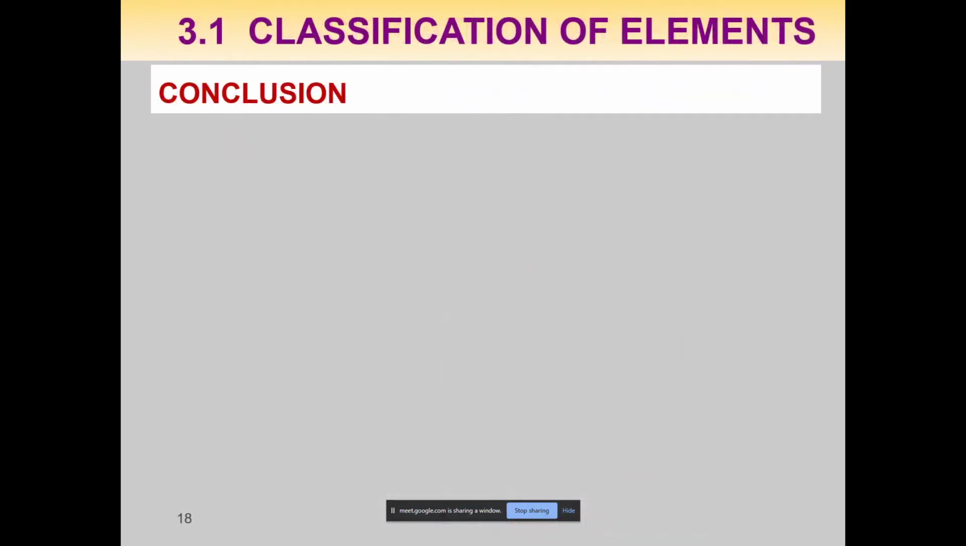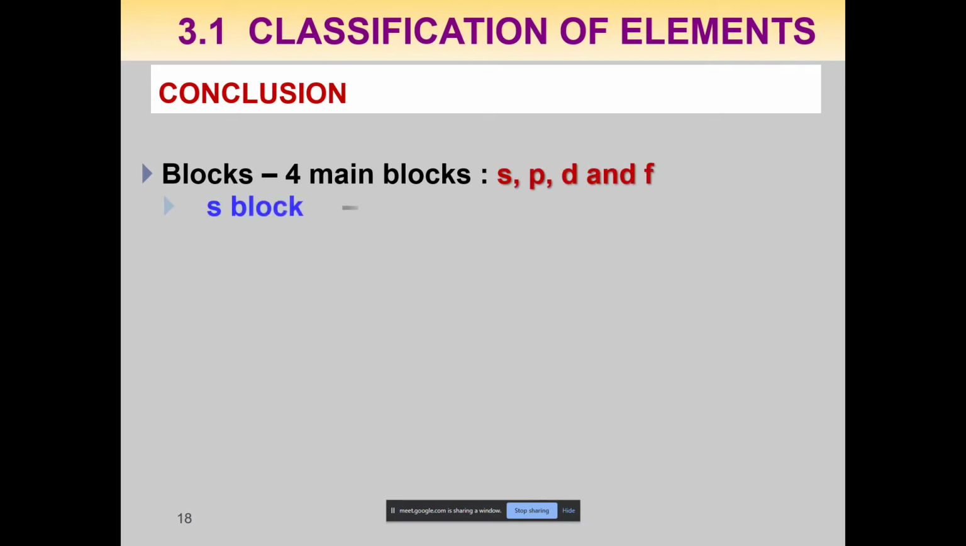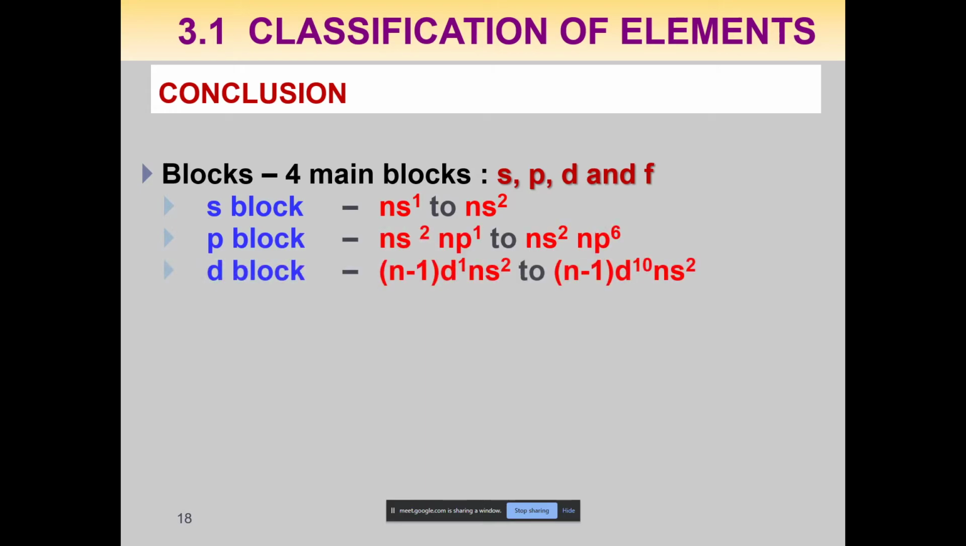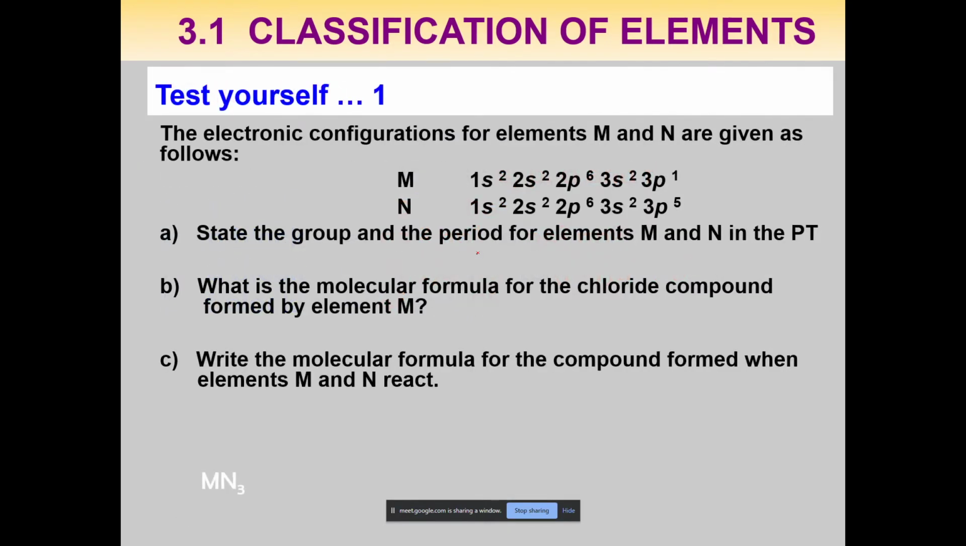Okay, so the conclusion, we have 4 blocks, which are S, P, D and F. This is the general formula. Some questions, but I doubt it will come out in PSPM or UPS. But in general, some questions will ask you the general formula for the blocks. So that's the blocks. Okay, the answer has come out.